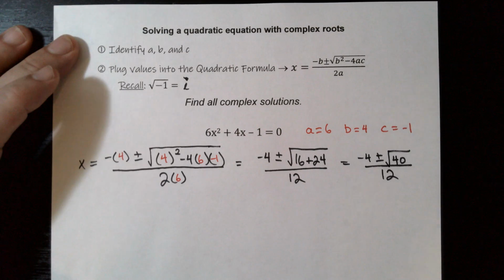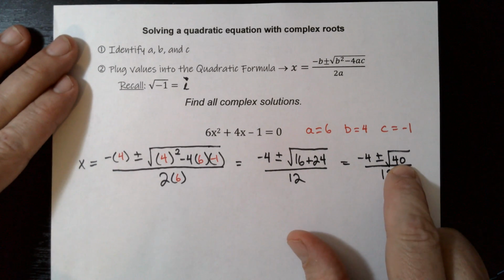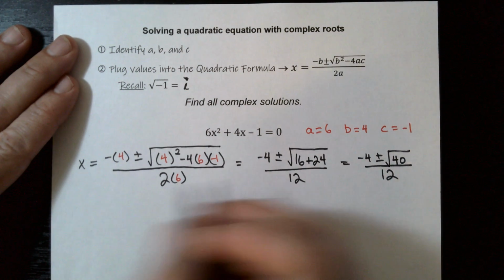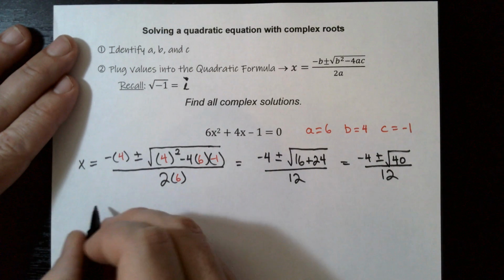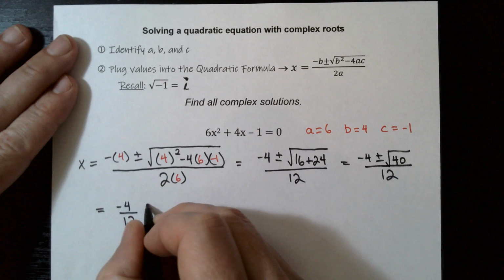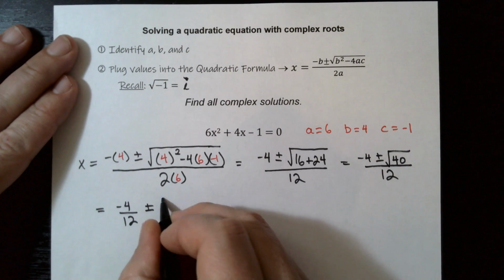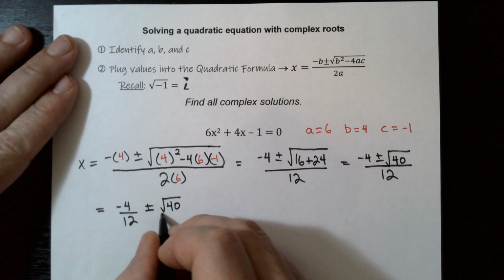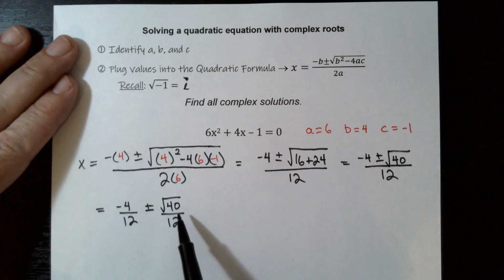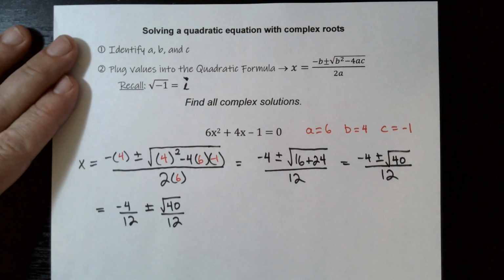Okay, now since this is a positive square root, it's not going to have an i this time. So if you want, you could keep it all as one fraction, but I'm going to write it the same way as I did the complex ones. So I'm going to split this up into two fractions. It would be -4 over 12 plus or minus the square root of 40 over 12. Okay, so we don't have an i, but we do need to reduce that square root of 40.